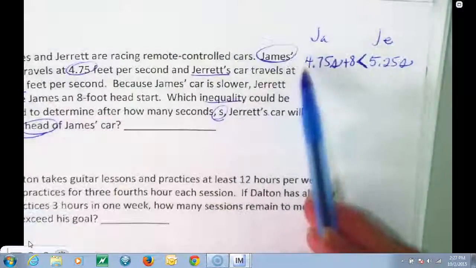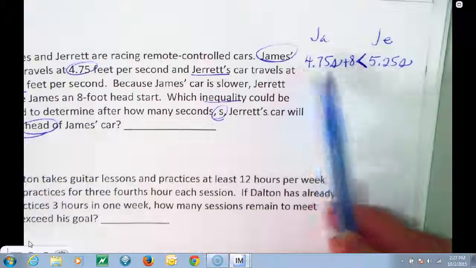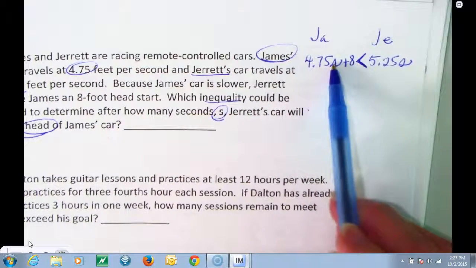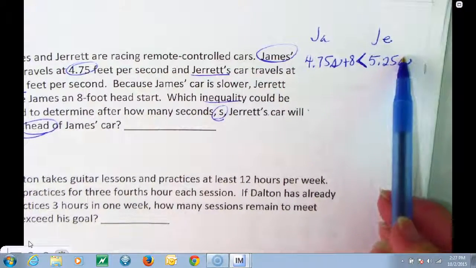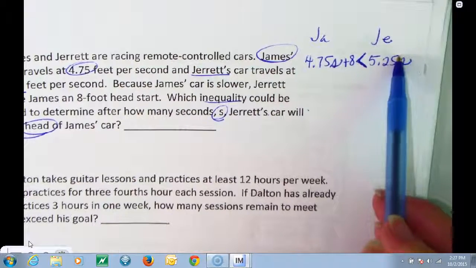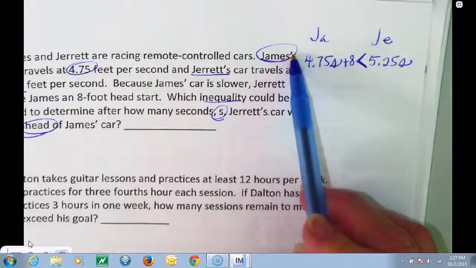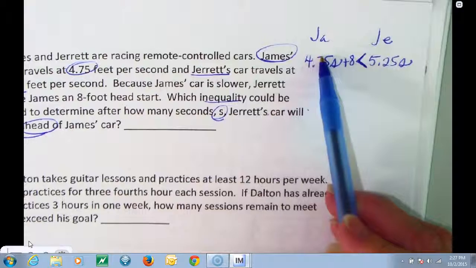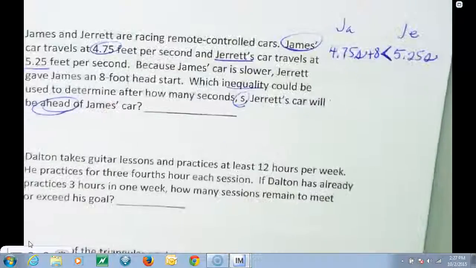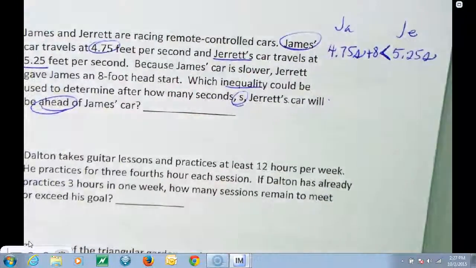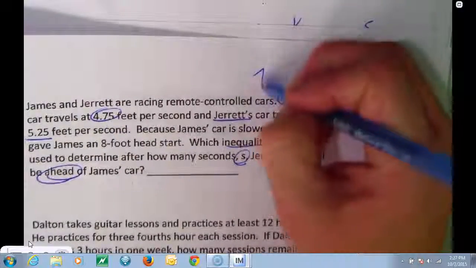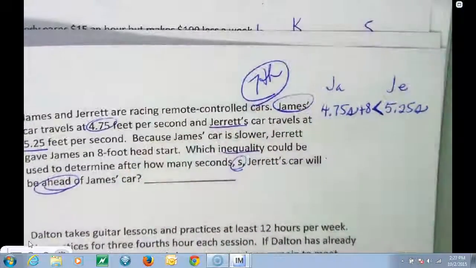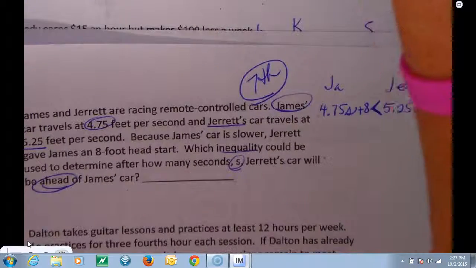Okay, let's go back to number 9, I'm sorry. James's distance is going to be less than Jared's, correct? Jared's is going to be greater than. This is going to be greater than. Okay, I tell you what, we're going to stop right there so you'll have time to put this back in practice.